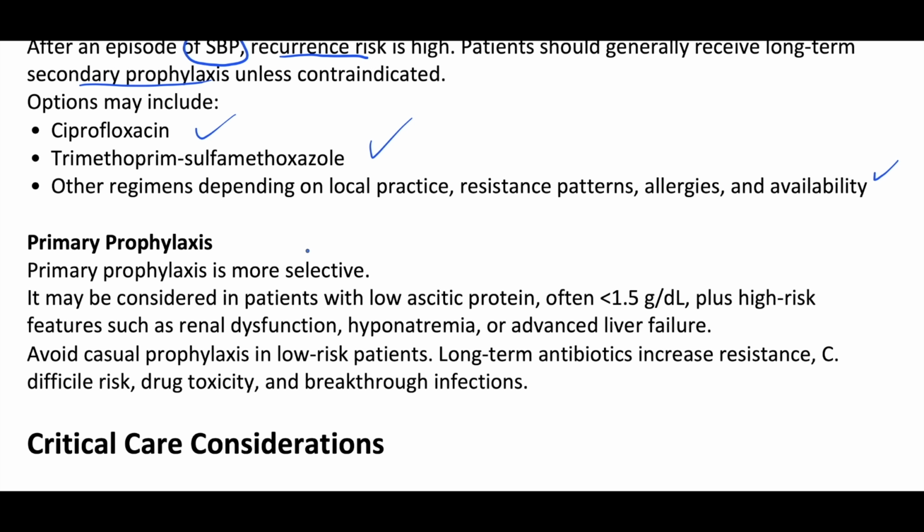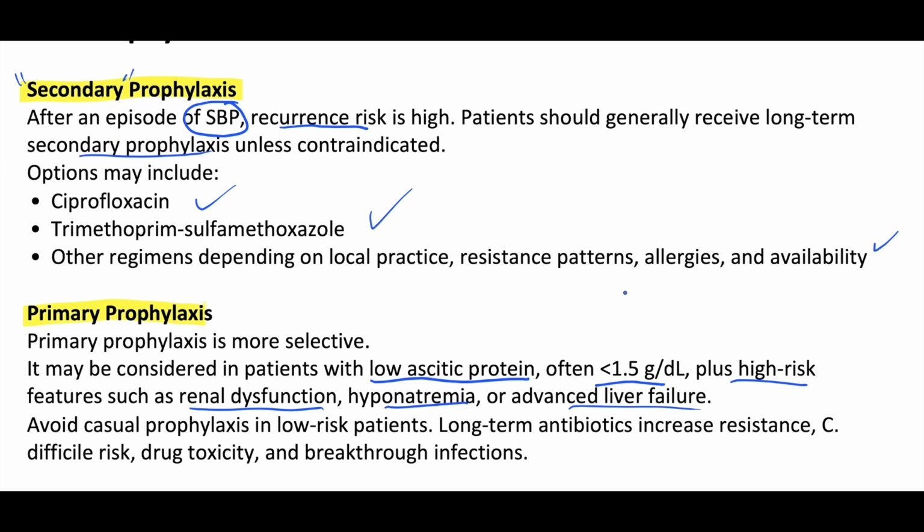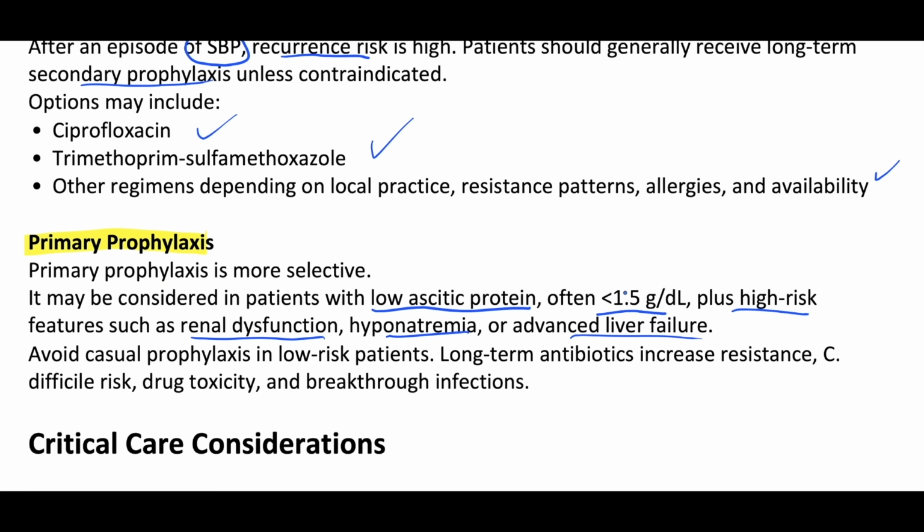There also is criteria for primary prophylaxis. These are in cirrhotics who have not had SBP. There's criteria here, and you certainly can find them, but you can consider it in patients with a really low ascitic protein, often less than 1.5, plus high-risk features like renal dysfunction, hyponatremia, or advanced liver failure. So something to just note, right? There's a small subset patient population that would benefit from primary prophylaxis for SBP with prophylactic antibiotics, but if you have had SBP, you should have secondary prophylaxis to prevent recurrence.